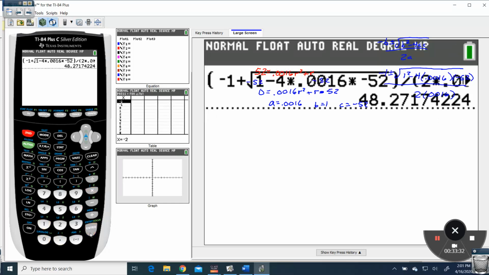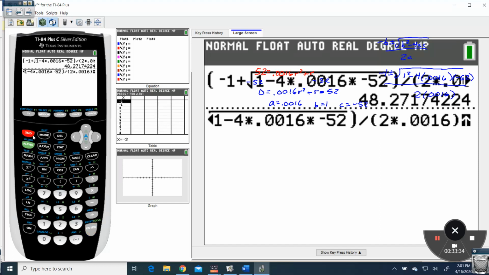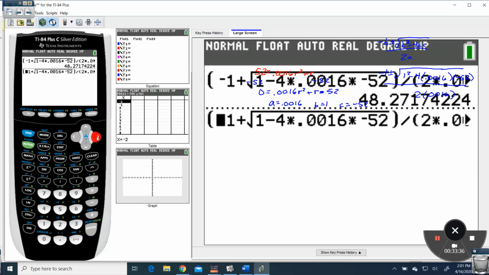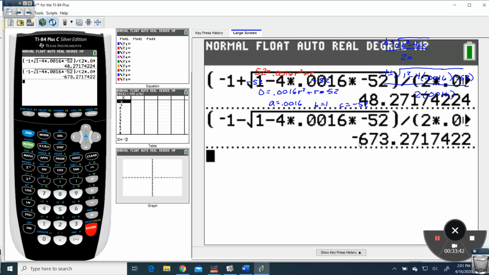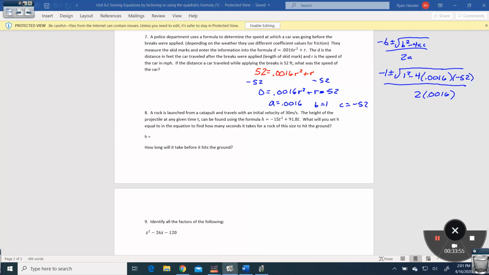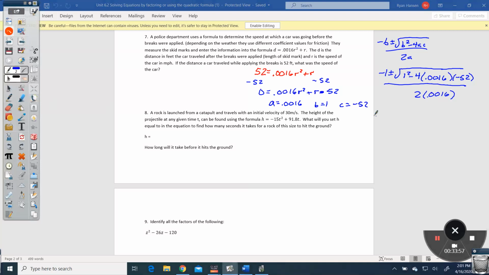So now I'm going to try the other one. So I hit second enter. I move it back to the beginning, and I change that plus to a minus and hit enter. And it's a negative 673, which doesn't make sense to have a negative number going on. So the only one that works is 48.3 miles per hour. We'll just put it at 48 miles per hour. Okay. So this one is 48 miles per hour. We'll round to the nearest whole number.